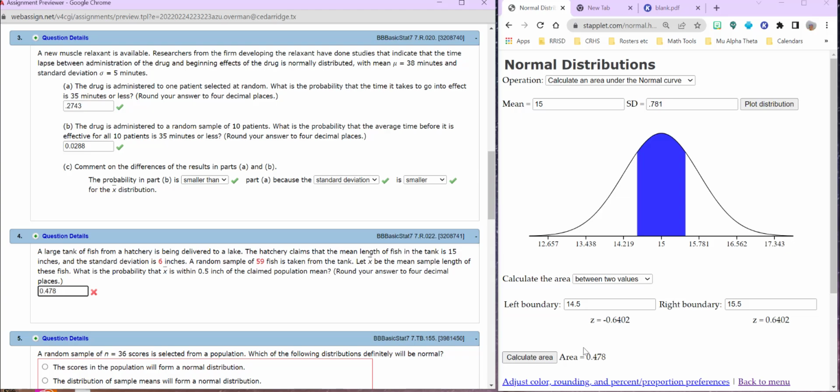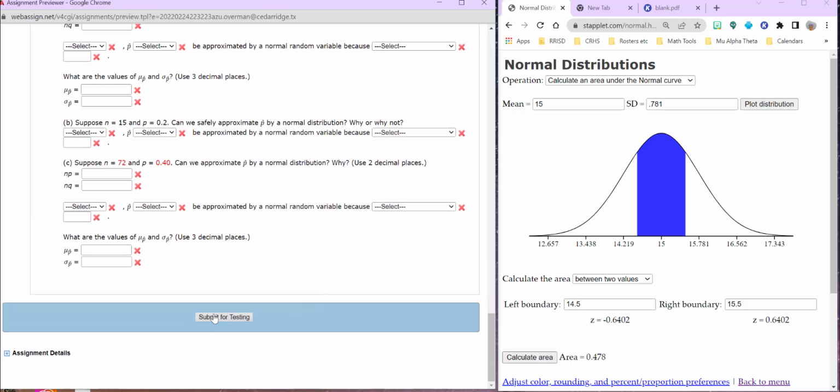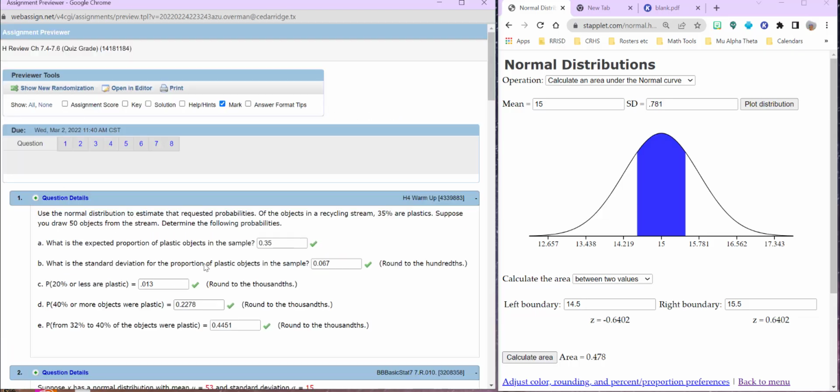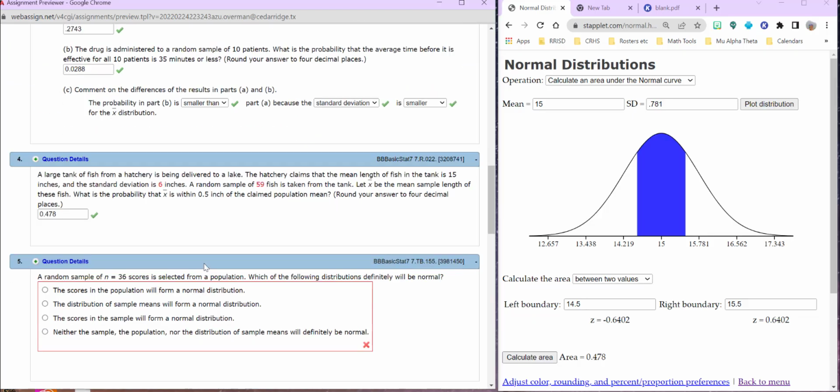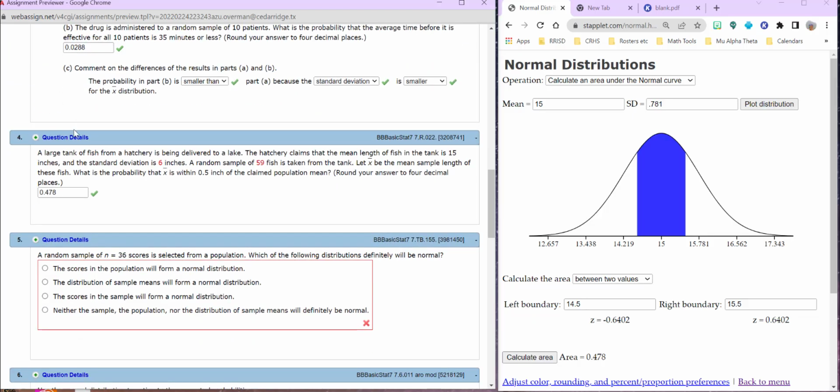See, 0.478. Let's go check it out. Hope it's right. And voila, that's it. It's actually not that long a problem, is it?